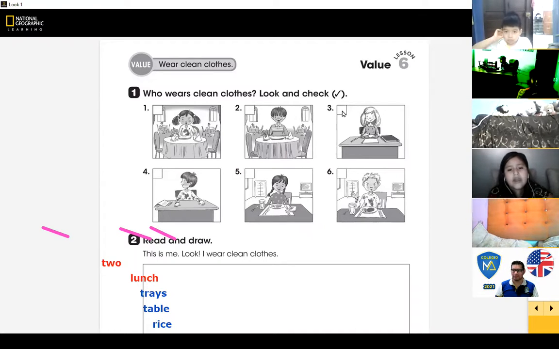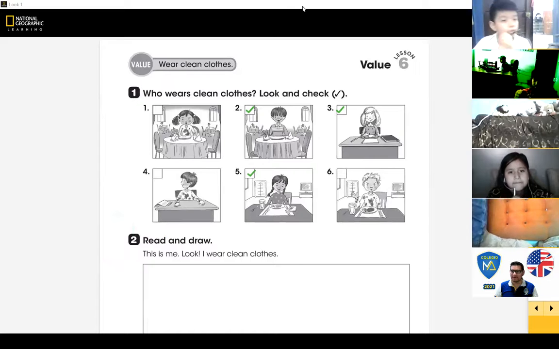Number three. Number three. What else? Two. What else? Five. Right, very good. Number two, number three, and number five. Yeah, they are wearing clean clothes.